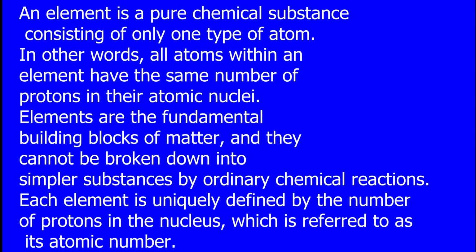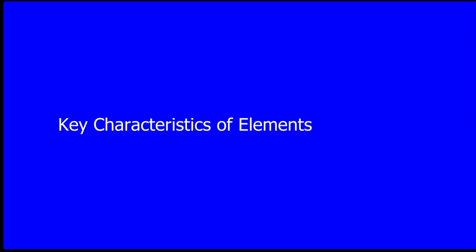Isotopes. While all atoms of a given element have the same number of protons, they can have different numbers of neutrons. These variants of an element are called isotopes. Isotopes of the same element have the same atomic number, but different atomic masses. For example, carbon has 2 common isotopes, carbon-12 and carbon-13.